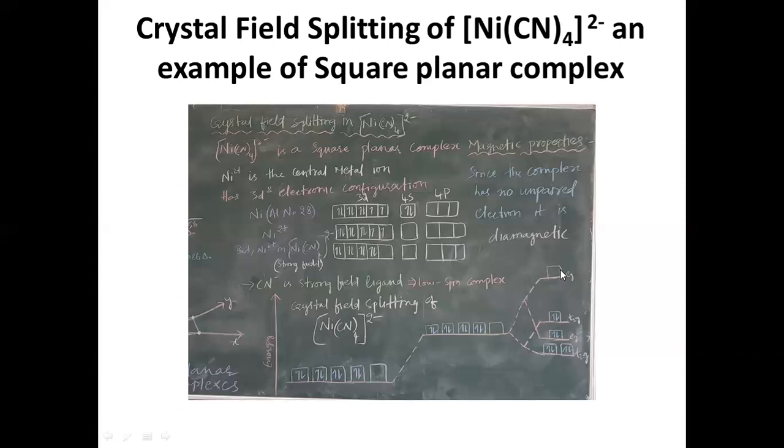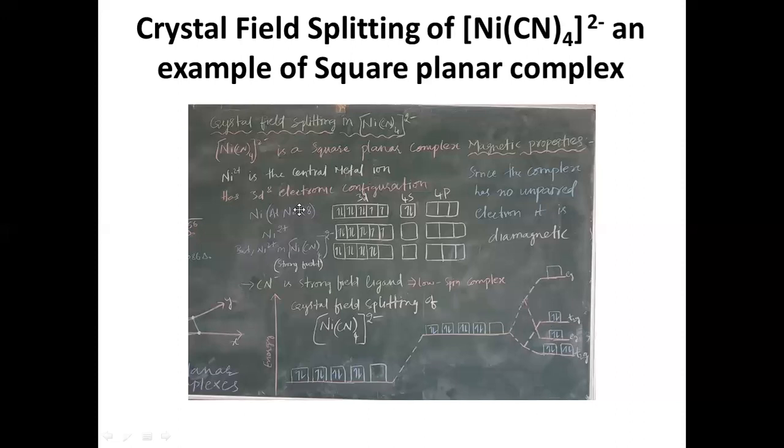All the x and y components are increasing in energy, and the z component, dz square, dxz and dyz, are reducing in energy. This is how the splitting takes place in [Ni(CN)4]2-, and it forms a low spin complex.